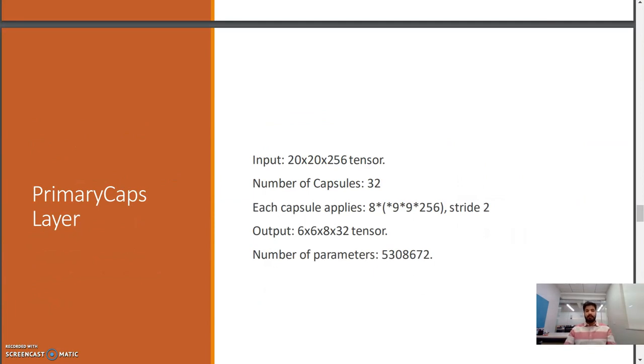Now, primary caps layer. There are 32 capsules that were presented by Hinton in his CapsNet. These capsules each apply all these things, strides and number of parameters, we'll understand in the next few slides. This is just a representation of the number that we have.